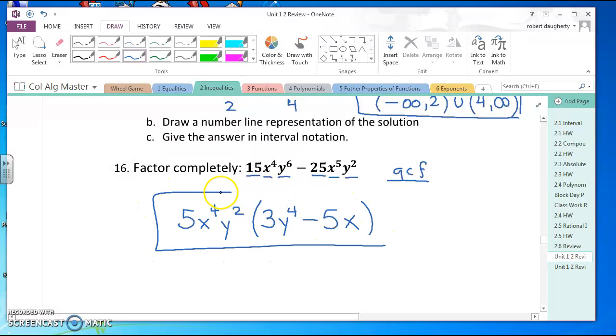That's as far as I can go. So that's just factoring out the greatest common factor. So that's it for page 4.